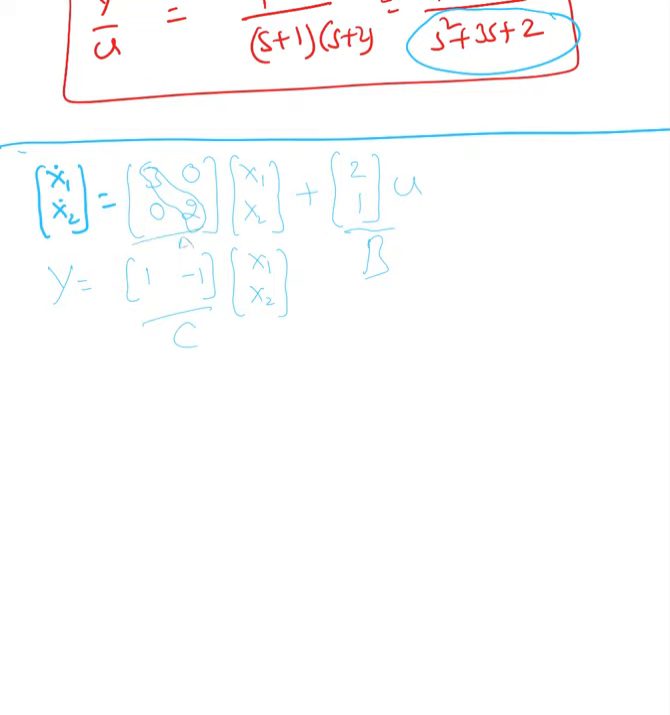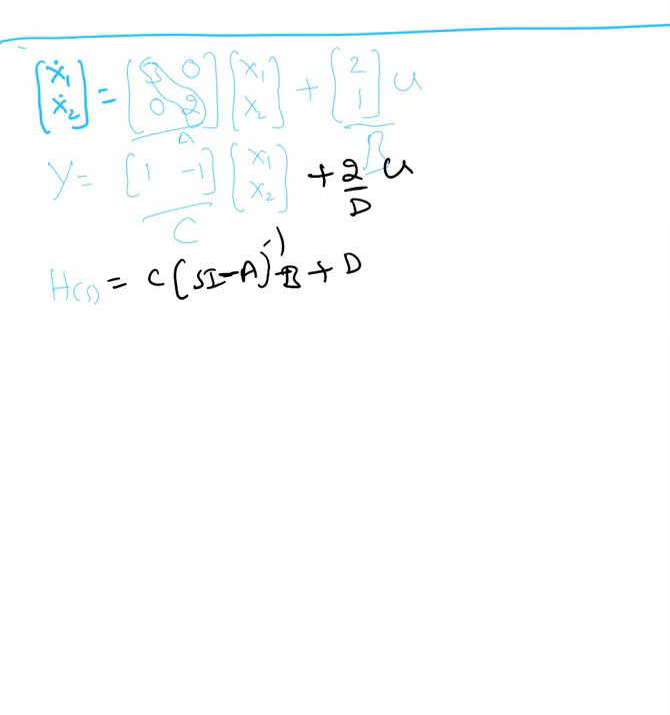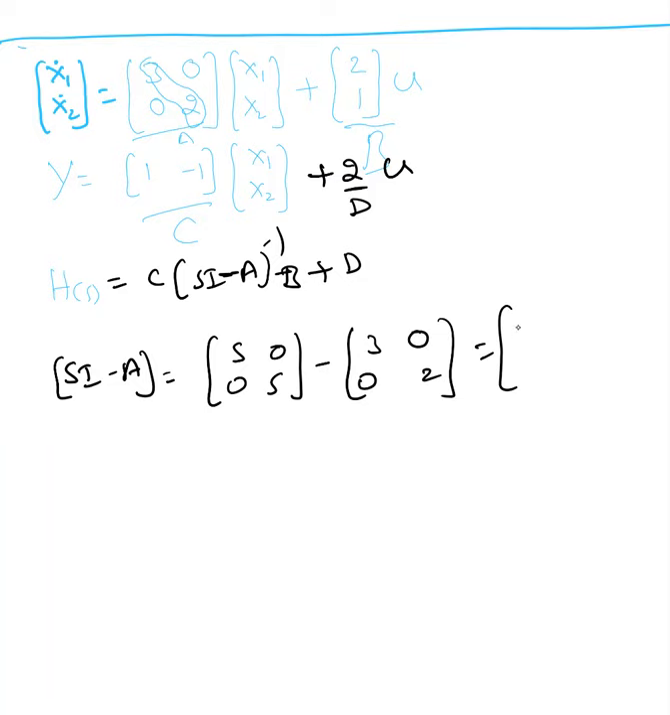Now to find H of s, I'm going to use a different color: C times (sI minus A) whole inverse times B plus D. Here I don't have any D, but for the time being, let me add one more element, say plus 2U, assuming there is a D element too. I'm extending this example a little bit. First, we're going to find sI minus A. sI is [s 0; 0 s], minus A which is [3 0; 0 2], which gives [s-3 0; 0 s-2].